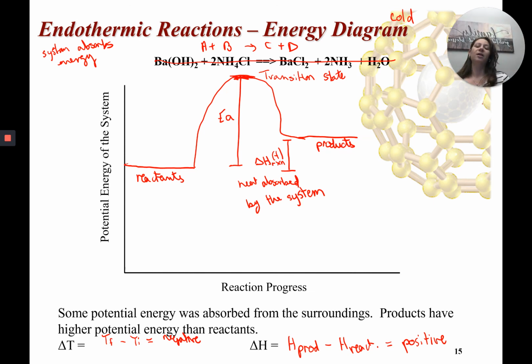And then finally, in an endothermic process, because your system is absorbing energy in order to form the products, we put the energy or the heat on the reactant side. So to review, you know it's endothermic if it's getting cold, if you see the energy on the reactant side of an equation, if your products have higher potential energy than the reactants, if your delta H is positive, or if your delta T is negative, your final temperature is lower than your initial temperature. That tells you that it's an endothermic process.